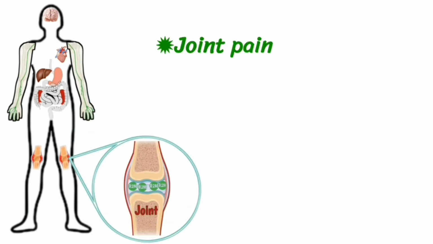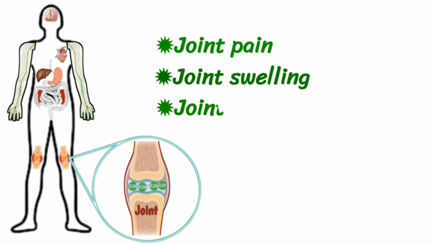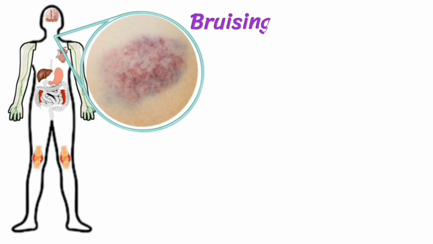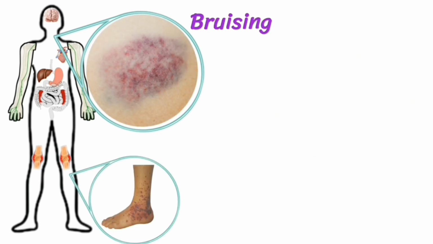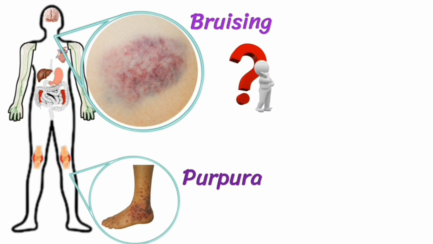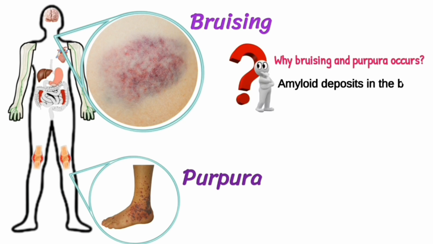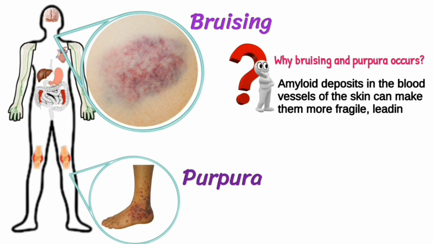When amyloid protein builds up in joints, it causes joint pain, joint swelling, and joint stiffness. Effect on skin: bruising and purpura. So why do bruising and purpura occur? Amyloid protein deposits in the blood vessels of the skin can make them more fragile, leading to easy bruising.